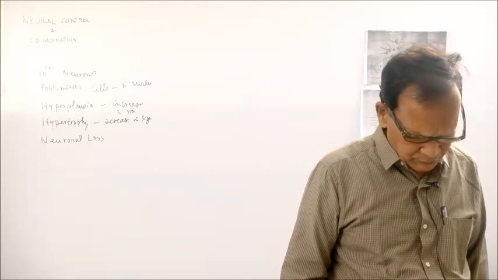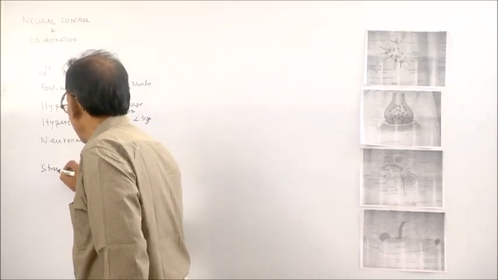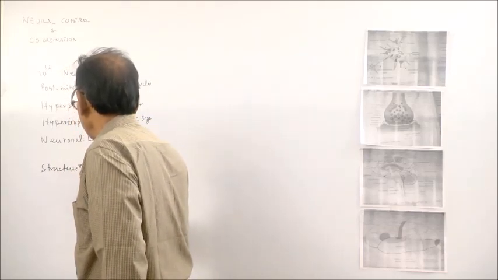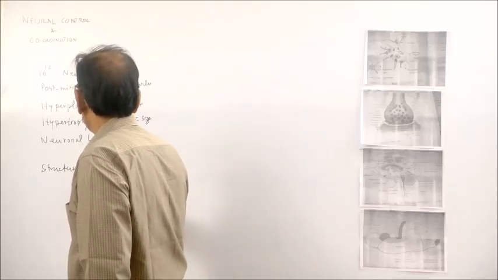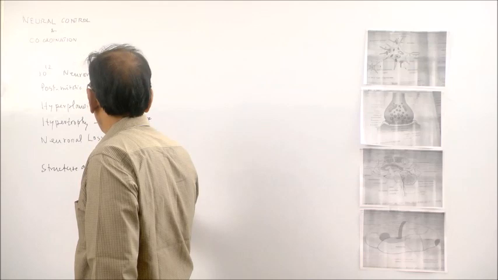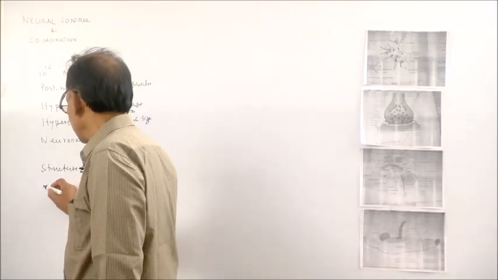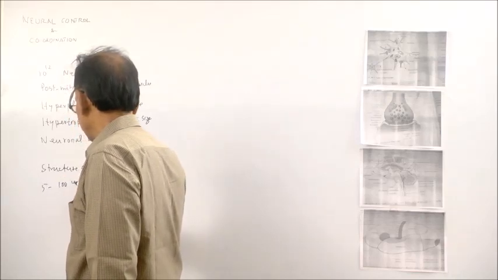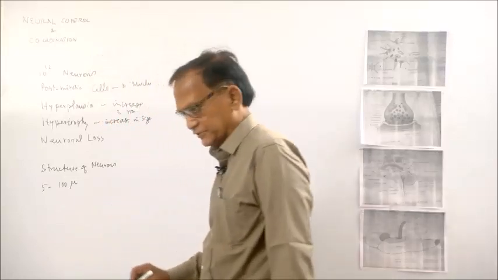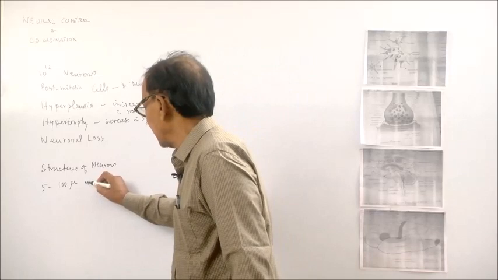Now next we come to the structure of the neuron. Structure of the neuron, as you can see in the diagram that is attached to the whiteboard. First of all, the size. Sizes of neurons vary from 5 to 100 microns. They show a great variation in size, from 5 to 100 microns.